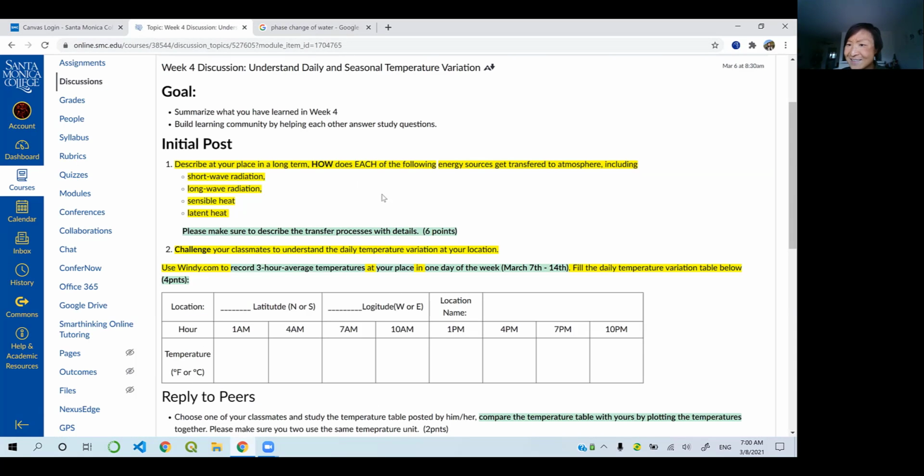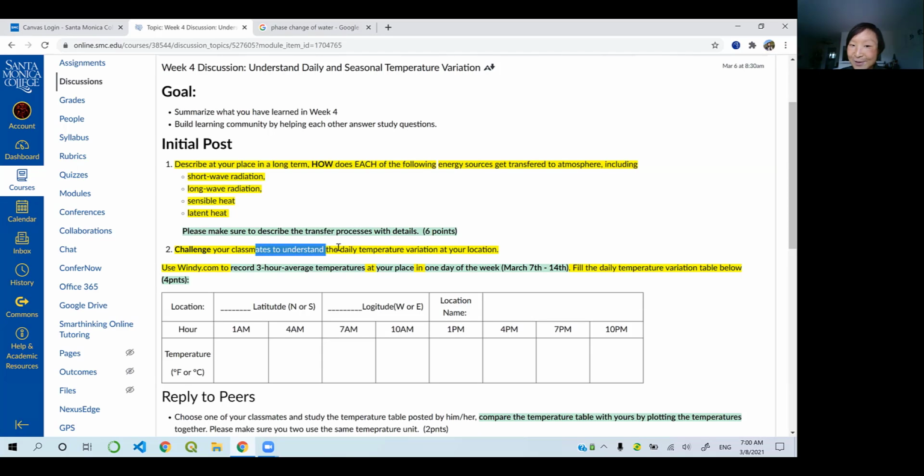Basically, in your area, you need to describe how each of the following energies plays a role in heating the atmosphere in the long term, naturally. And you want to make sure you describe the transfer processes, like what I just described, with details. And you want to challenge your classmates.